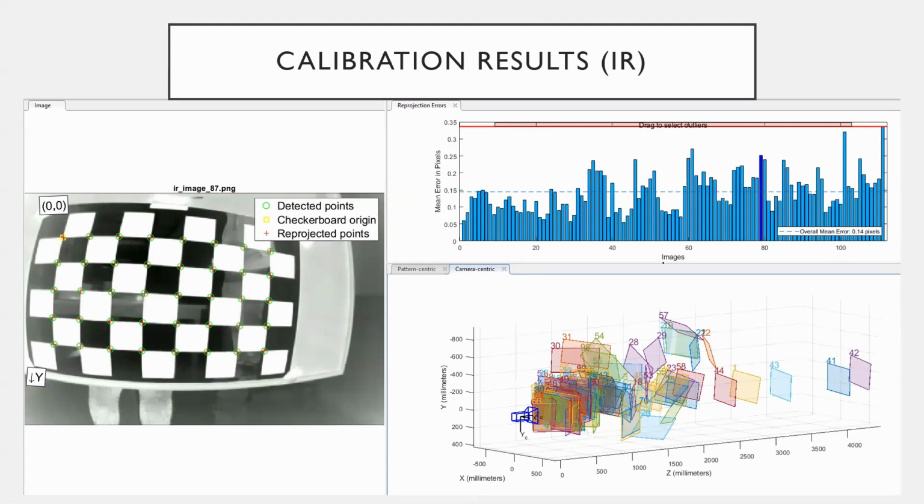So here are the results of the calibration. On the left, we have an image of a very barely distorted image. Here we have the detected points and the reprojected points, along with the mean error pixels to detect outliers, and also the extrinsic parameters of every checkerboard pattern. We used many to ensure we had the most accurate calibration.